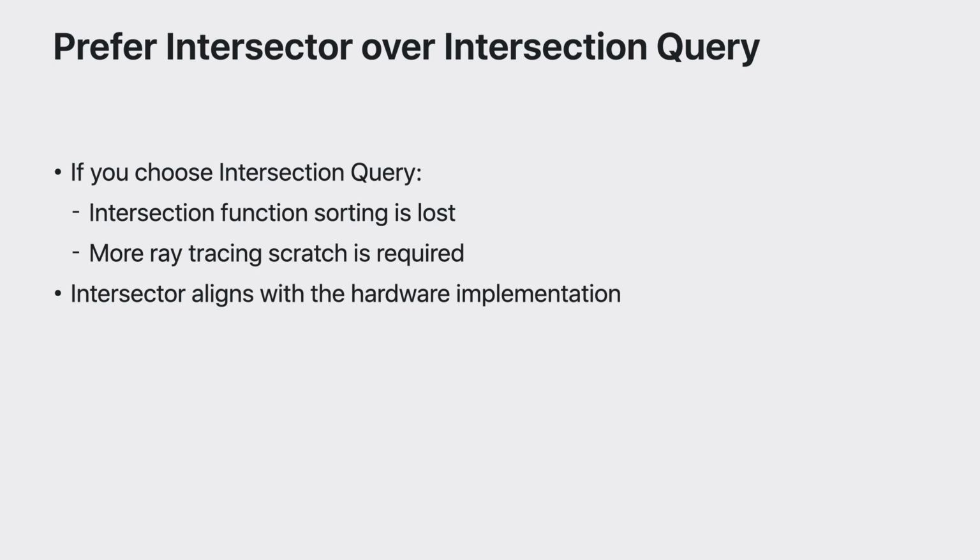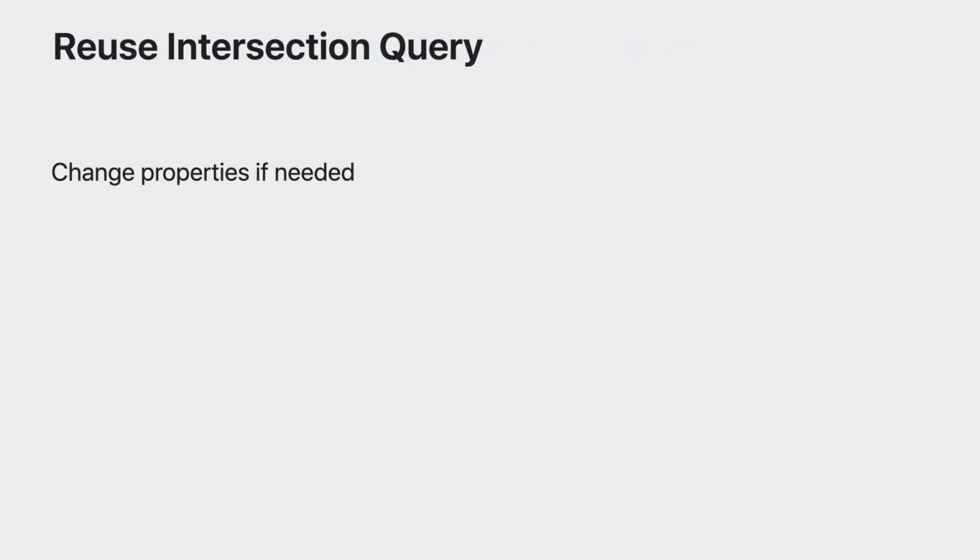Intersection query is the alternative model for ray intersection to support portability from other shading languages. Since intersector aligns with the hardware implementation, prefer intersector over intersection query. If you do need to use intersection query, use as few query objects as possible. If multiple intersection queries are necessary, try to reuse the query object but change the properties. This enables reuse of the ray tracing scratch for one query.